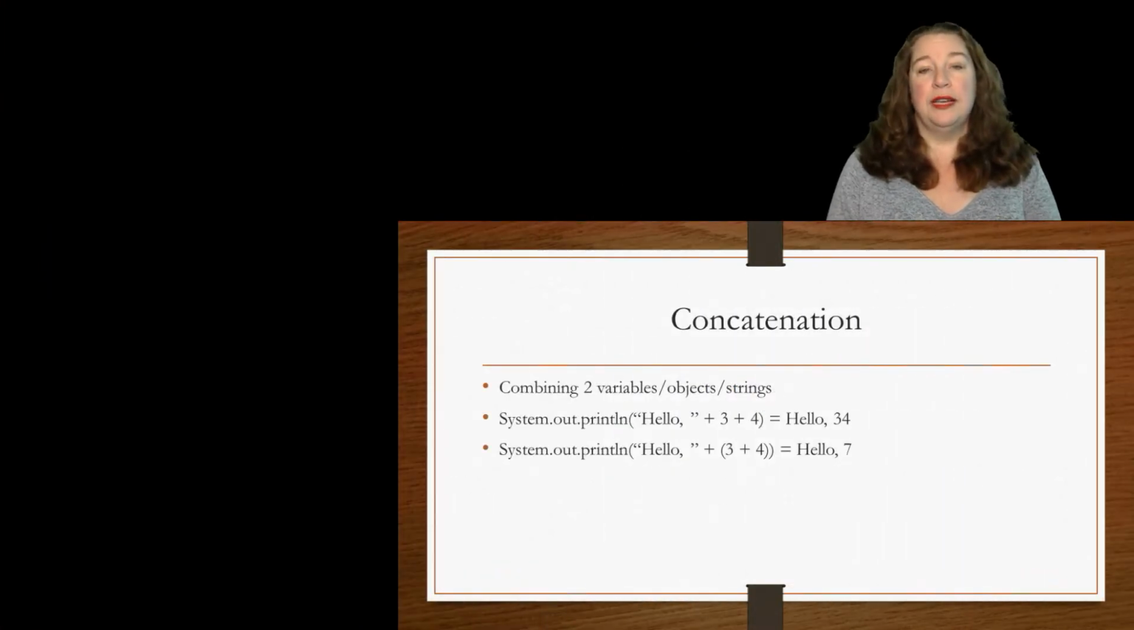When we want to combine two variables, they can be variables, objects, or strings, so it's important to keep them straight. If your variable is an integer, it is going to be treated as an integer, except if it's being concatenated with a string. If it's being concatenated with a string, it will be treated like a string. In the two examples I have here, I have a print hello, comma, and then +3 +4. The hello +3 occurs first, so it makes hello 3. Then the +4, and it'll go hello 3 4.